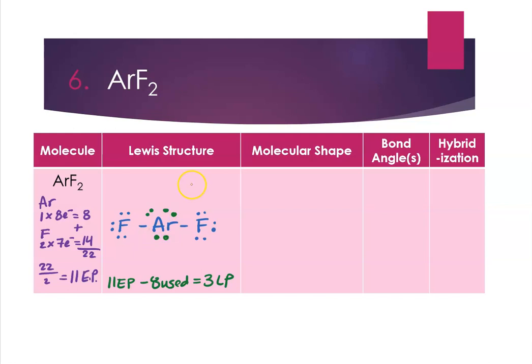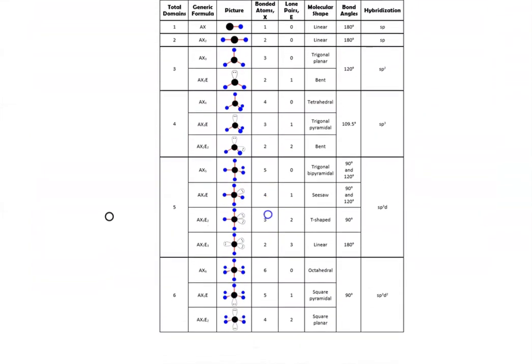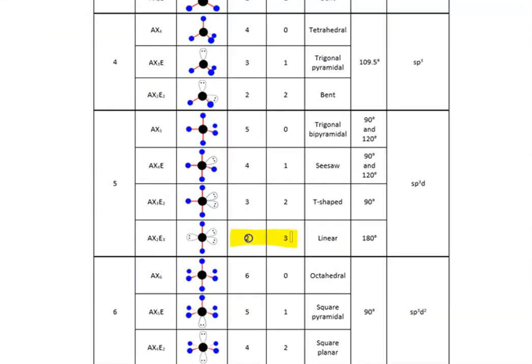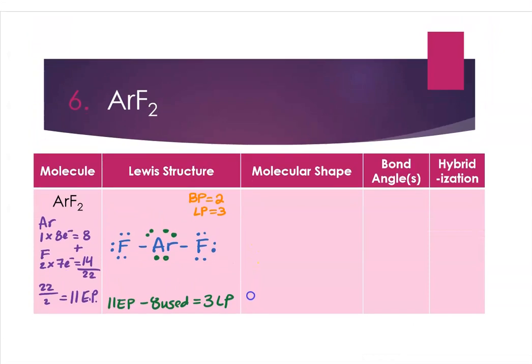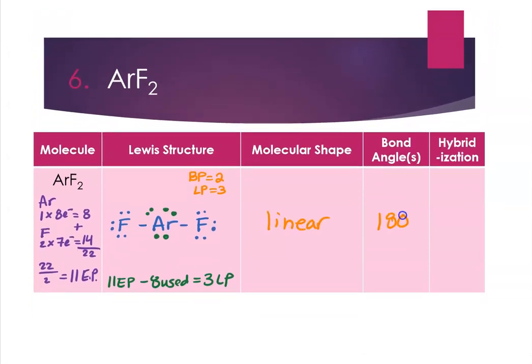Okay. So let's count. Bonding pairs. I have 2 bonds. Lone pairs. I have 1, 2, 3 lone pairs. So let's look on our chart down here, and I see that 2 bonds, 3 lone pairs means it's linear, 180 and sp3d. So let's come back up here, linear, 180 degrees and sp3d hybridization.